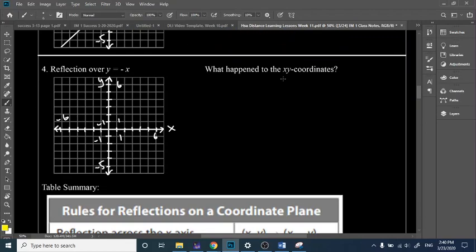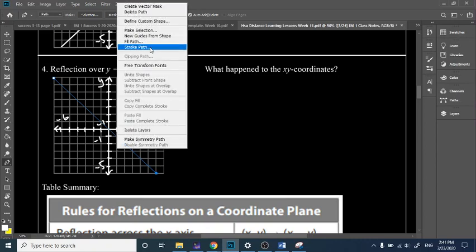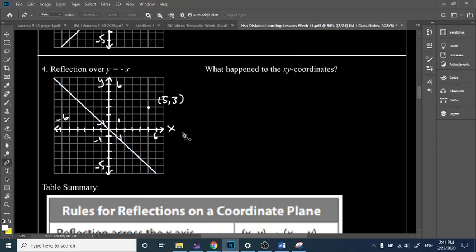And then next, reflection over y equals negative x. So let's get yet again 5, 3, and let's see what happens. Now let's get that line, y equals negative x. So now let's see, what can we do? Well, if we reflect it over that, it's going to have to go this way and then to the same kind of area like that.